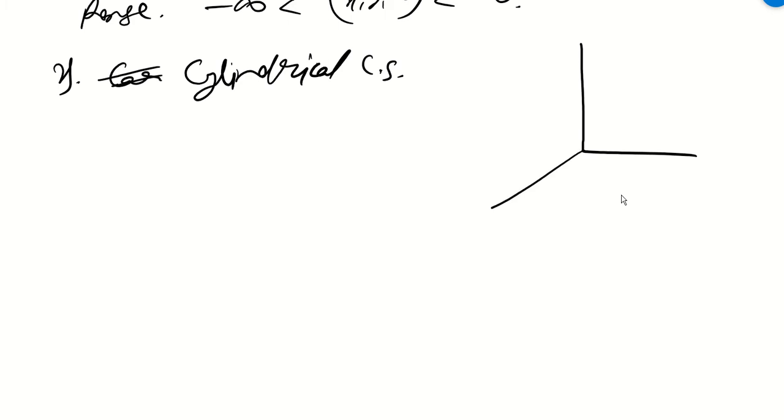Cylindrical coordinates. So in cylindrical coordinates, I will just draw a cylinder, or I will draw a point. So this P point will be represented in cylindrical coordinate system. So basically cylindrical coordinates will be rho, phi and z. So I will tell you what rho, phi and z represent. So suppose this is my cylinder. Okay.